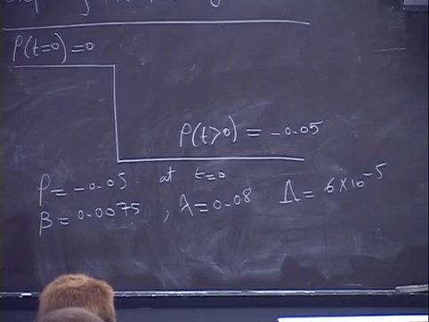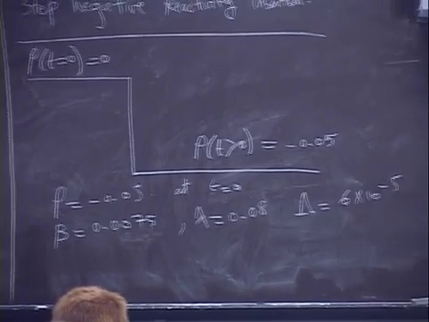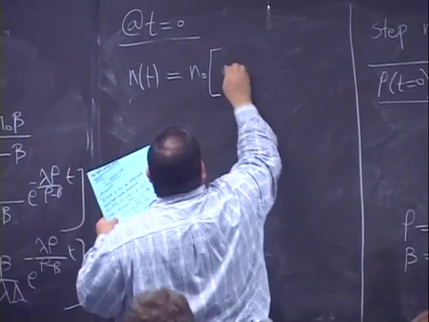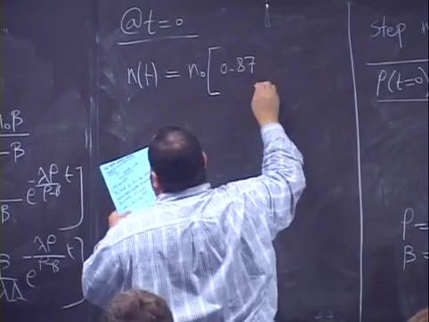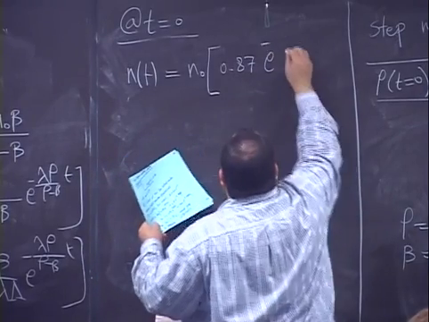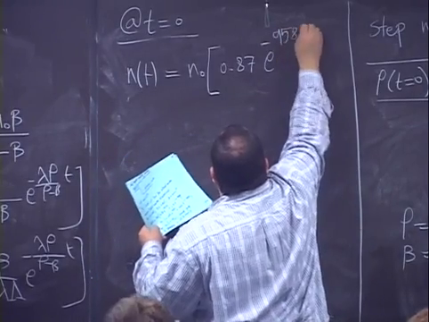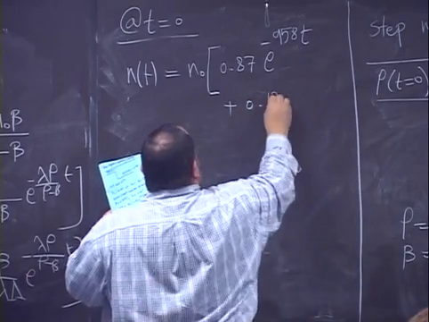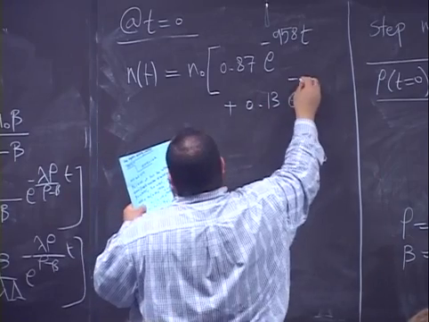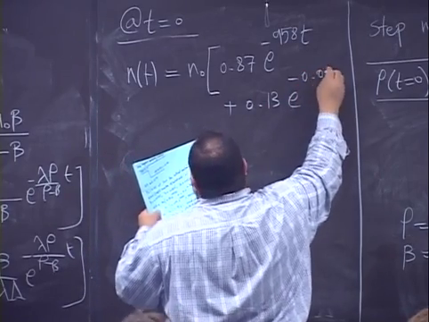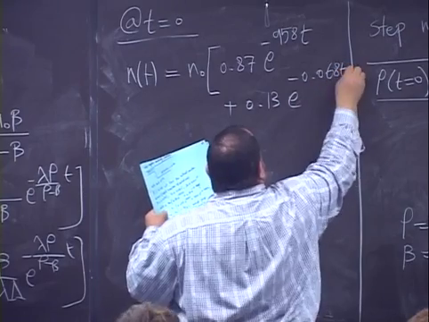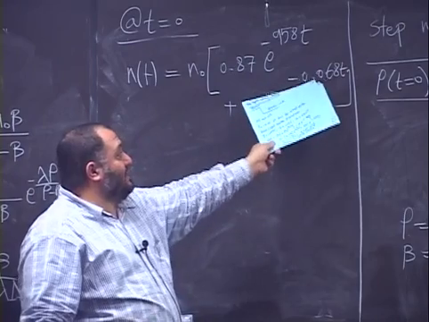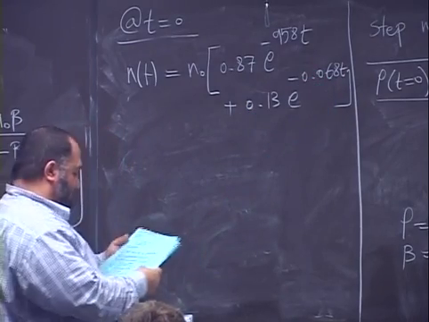So n of t will give us n naught multiplied by 0.87 e to the power of minus 958 t plus 0.13 e to the power of minus 0.068 t. So there is a larger S1 and a smaller S2.